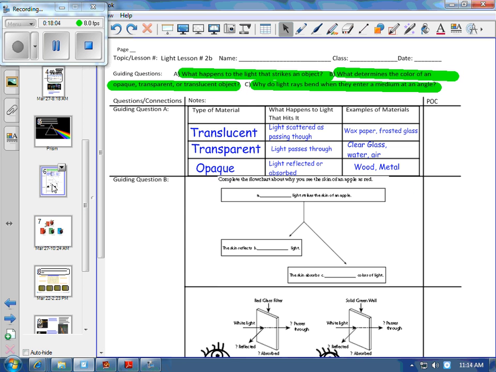Okay, so let's go back to the notes. Here we have blank light strikes the skin of an apple. So this should be white light strikes the skin of an apple.